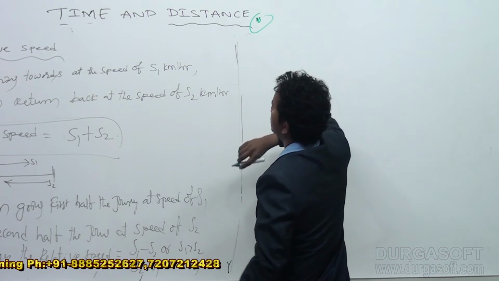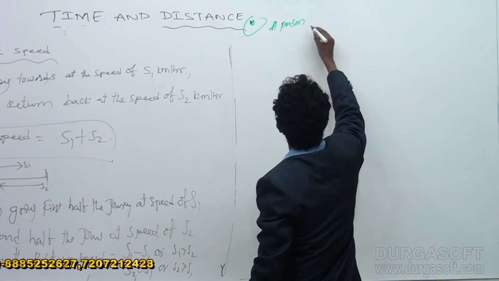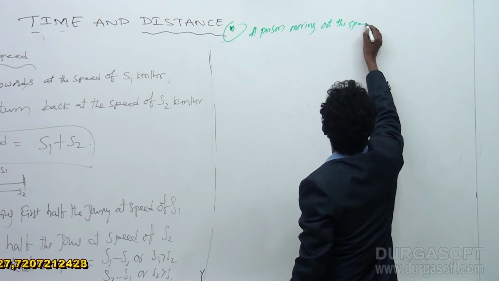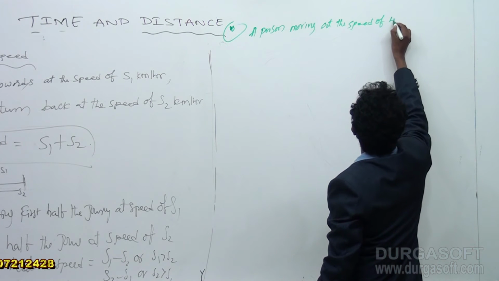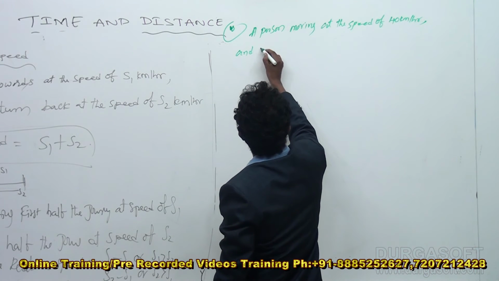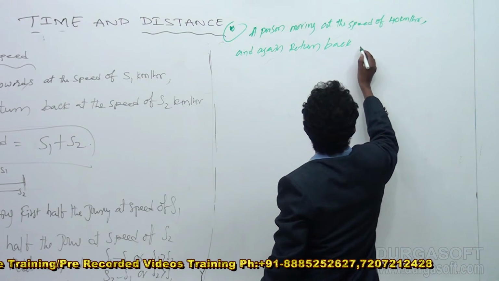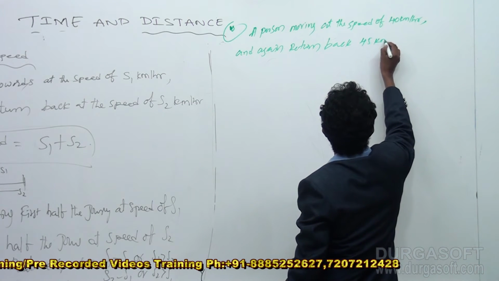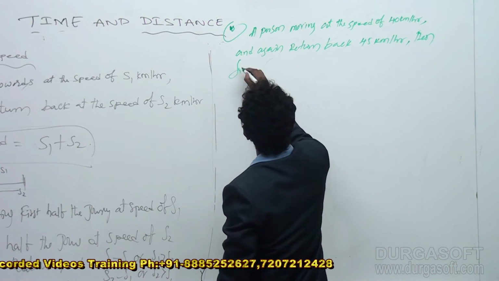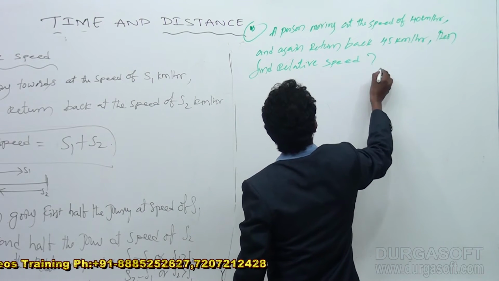Now problem number 10. A person moving at the speed of 40 kilometer per hour, and again returning back at 45 kilometer per hour, then find the relative speed.